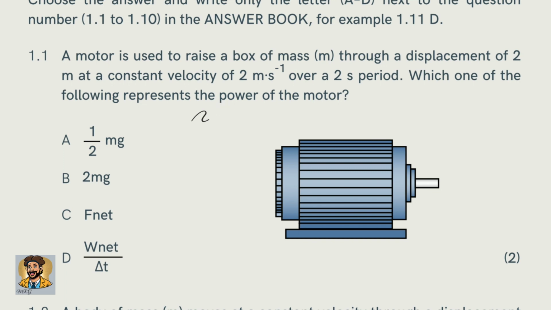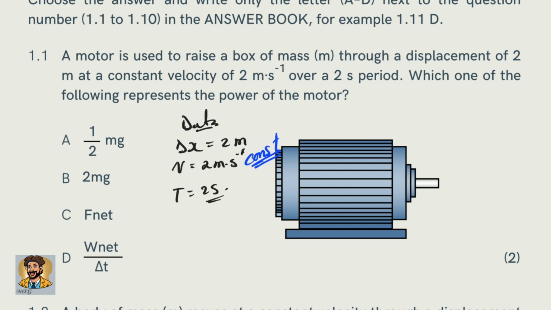Okay, let's write the data on this side here. What we have first, the displacement is equal to 2 meters. We have that the velocity is equal to 2 meters per second, and this velocity is constant. That is also important here. And now here is the tricky part. It says that the period is equal to 2 seconds. That is not the time to move that thing, but the period.